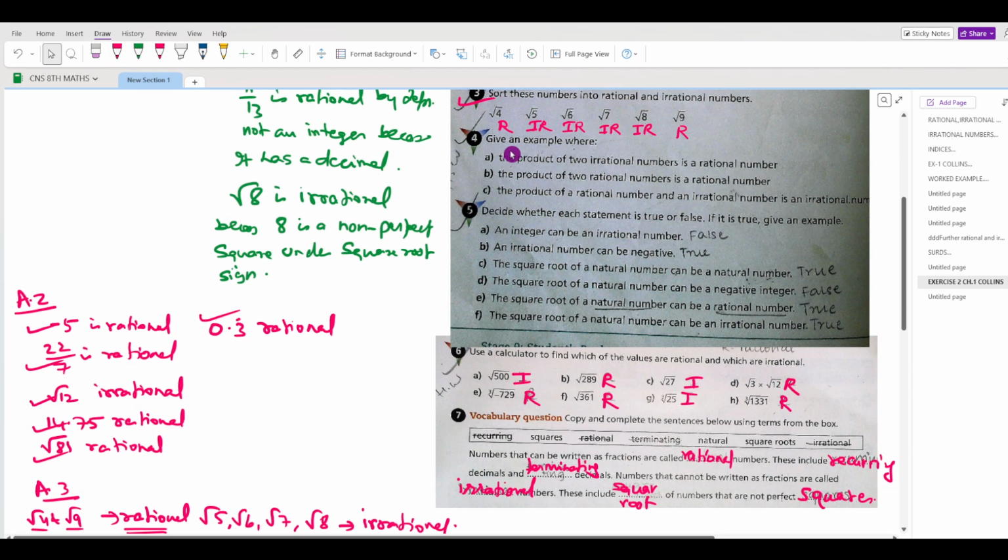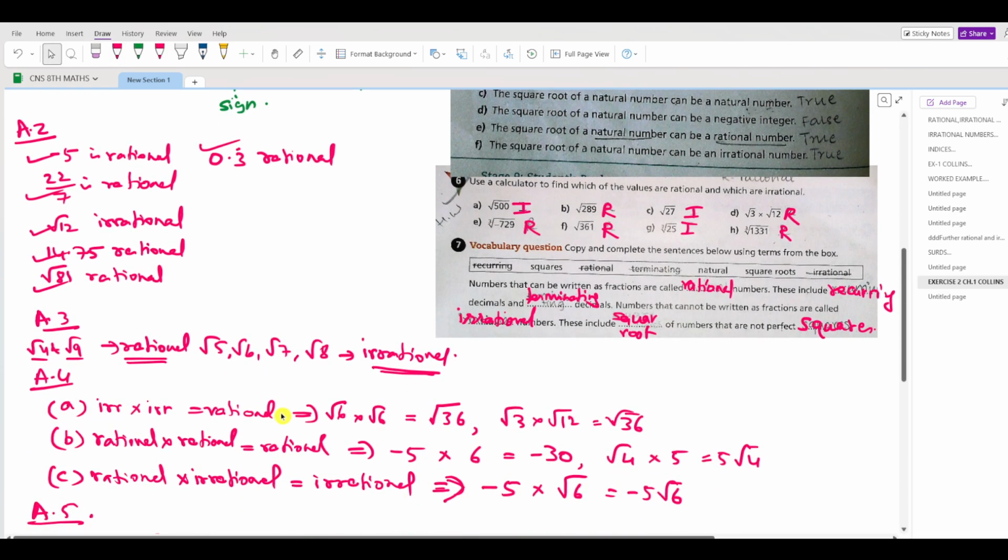Now question number 4 is this one. Give an example where A, the product of two irrational numbers is a rational number. First let us give an example of this: the product of two irrational numbers is a rational number. So you have to give an example of this. The example is over here.